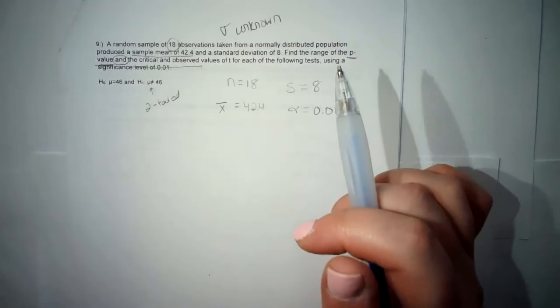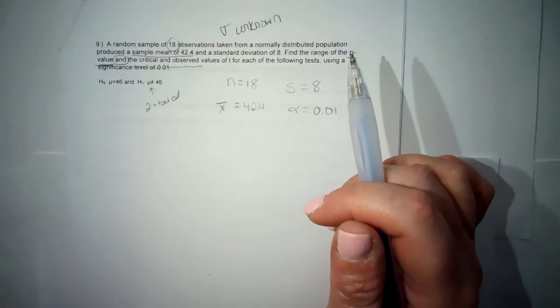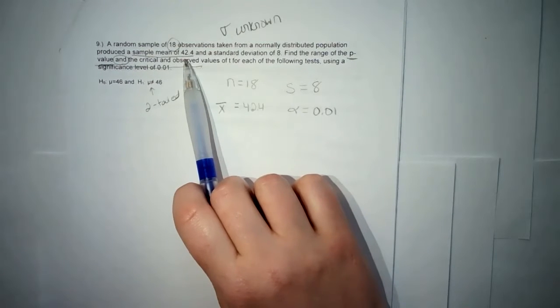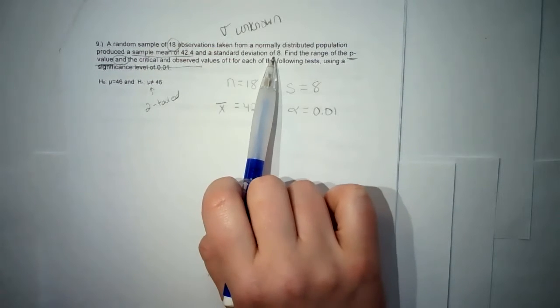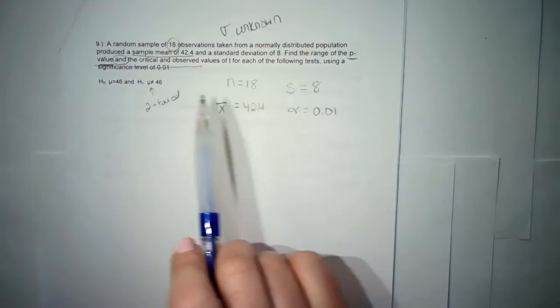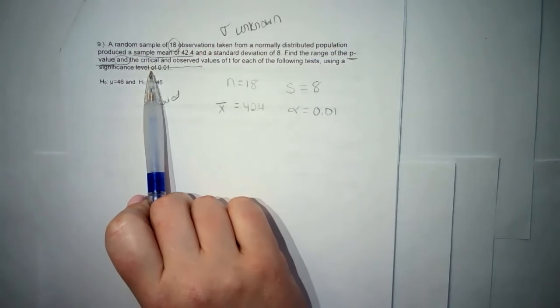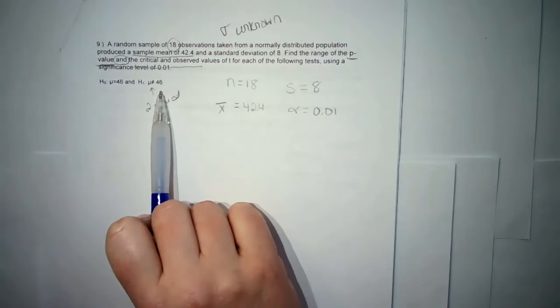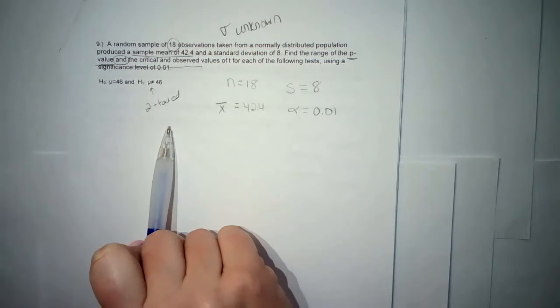So we're going to be on this page with the sigma unknown, right, that we're dealing with. So N is 18, X bar is 42.4, S is 8, okay? And then our alpha is 0.01. That's our significance level. It gives us a null and an alternative hypothesis. And because that's not equal to, it's a two-tailed. Okay, so we have a two-tailed sigma unknown. But then when you read the directions, it wants p-value approach and critical value approach. So we're going to have to do both.